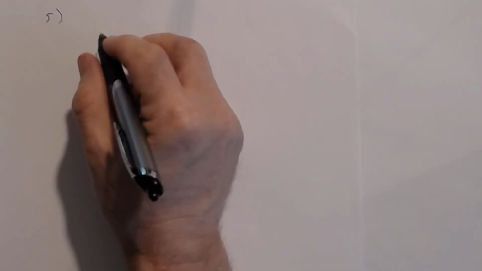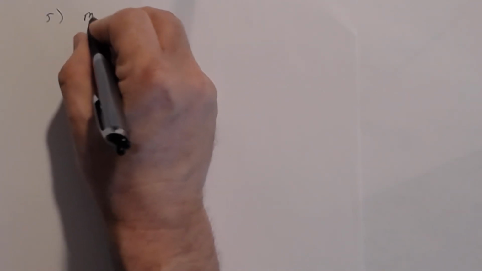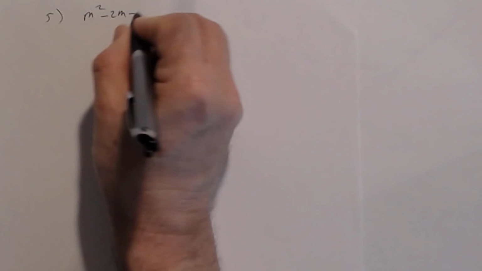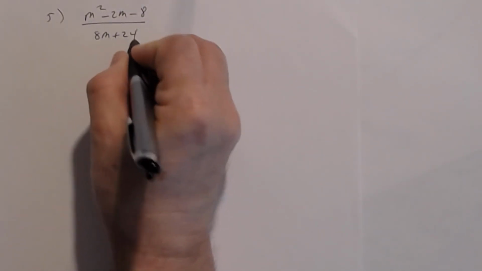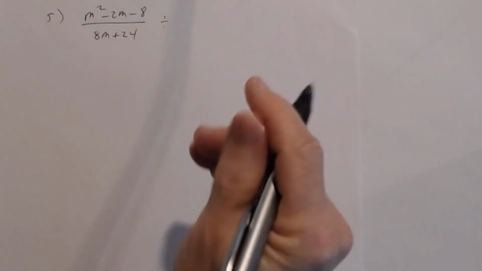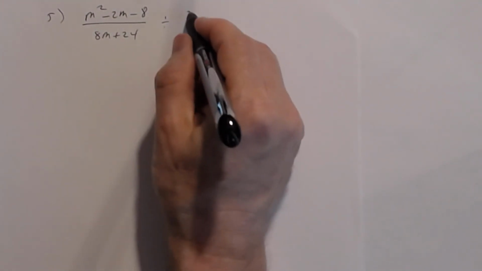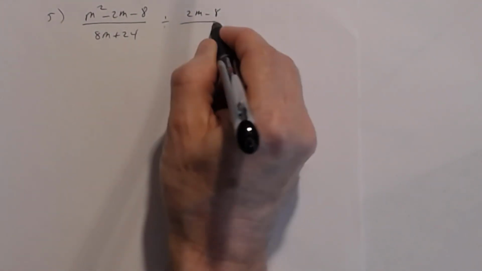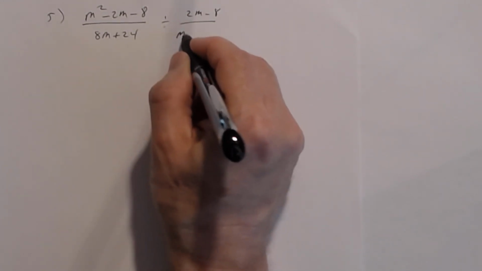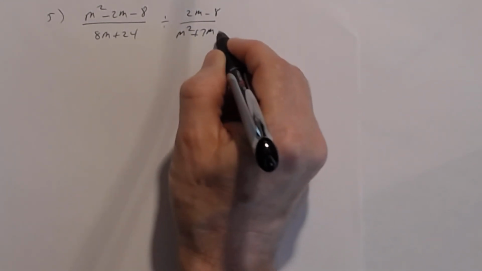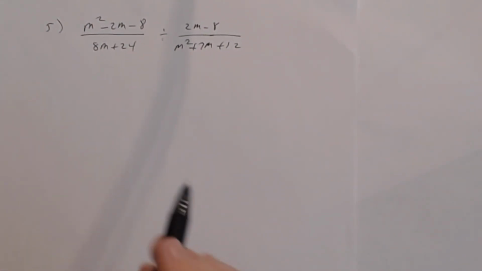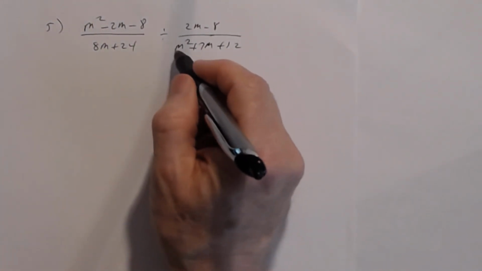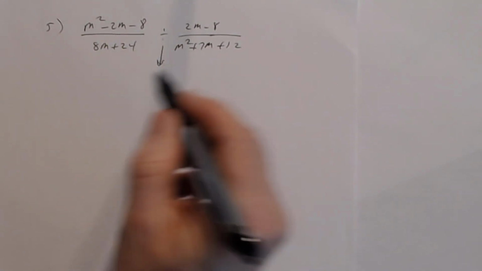All right, number 5, let's say we had this in number 5. We had m squared minus 2m minus 8 divided by 8m plus 24. And that's being divided by this rational expression, which is 2m minus 8 divided by m squared plus 7m plus 12. All right, so first thing you're going to do is change this to multiplication problem.